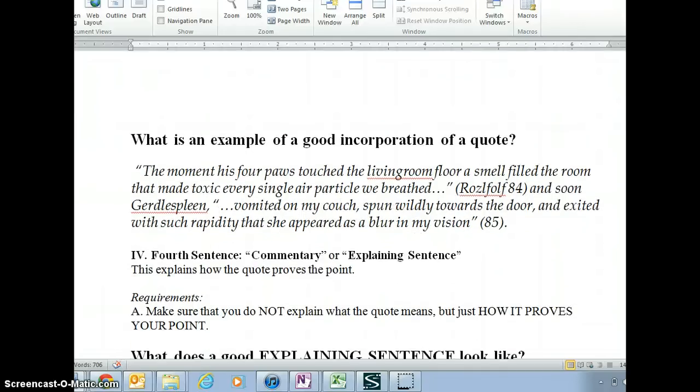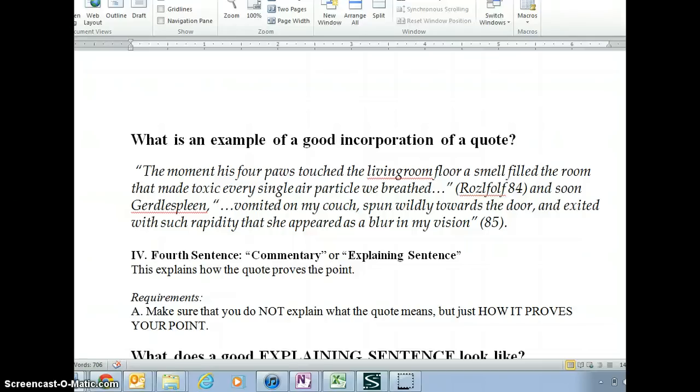Okay, there's your quote. And then your fourth sentence needs to be an explaining sentence. That means it has to not explain what the quote means. It has to explain how the quote proves your point. Let me say that again, because this is a mistake many freshmen make over and over again.